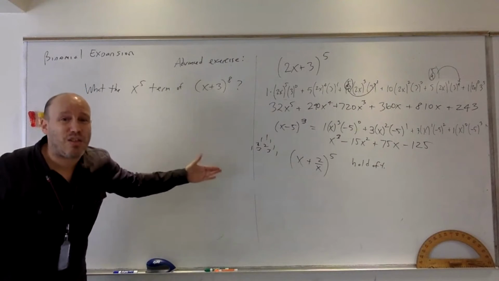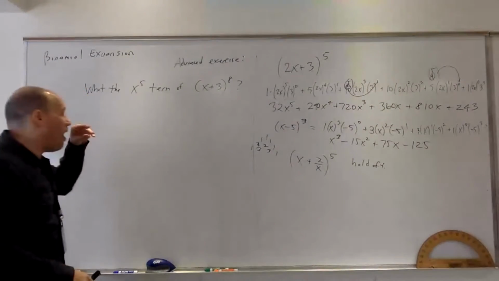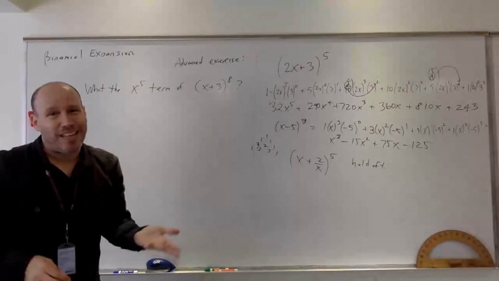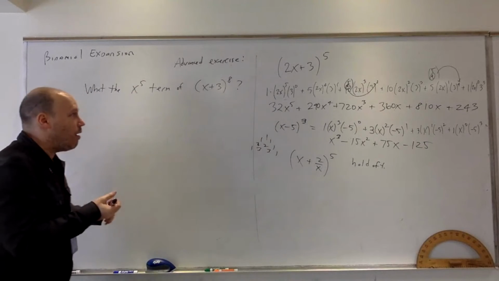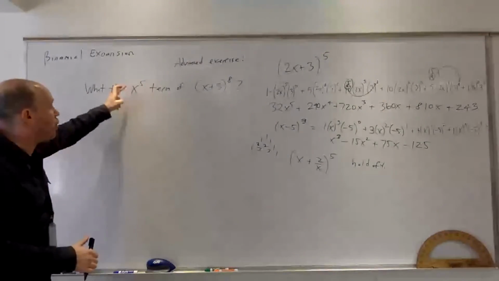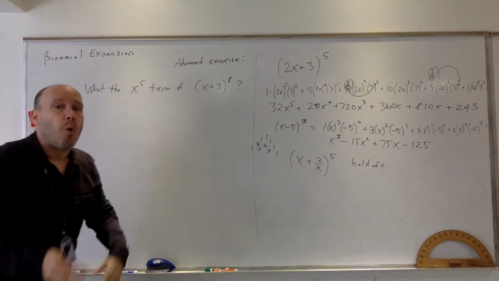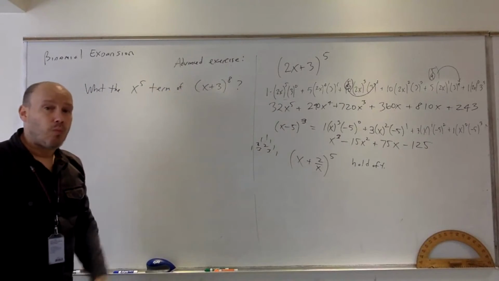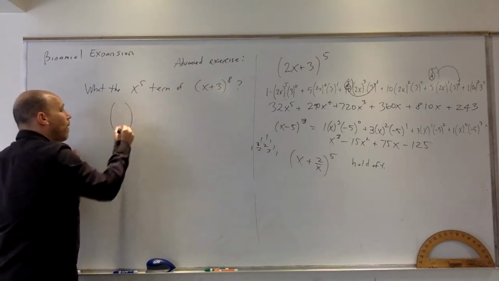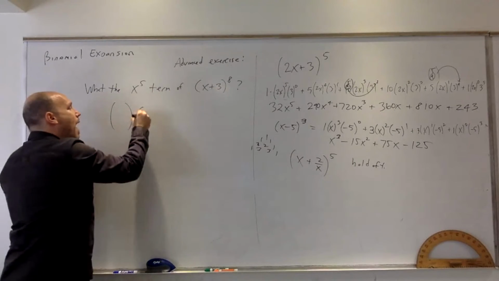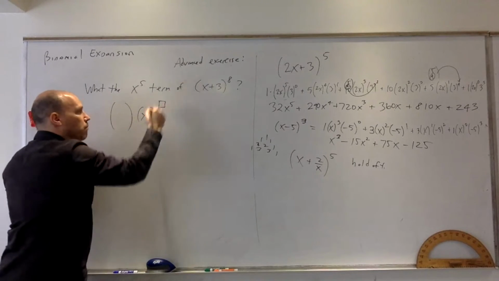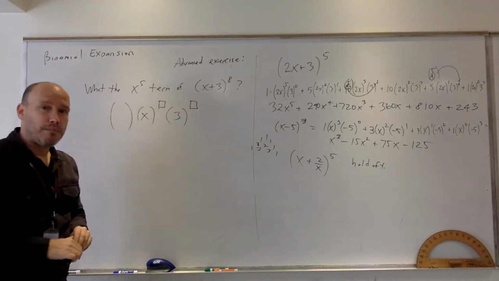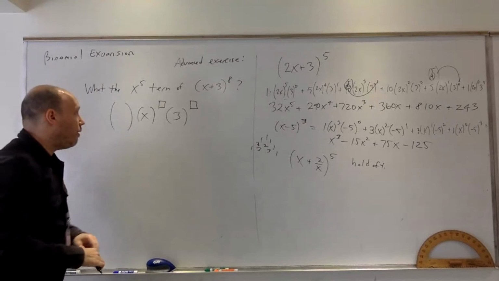Are you going to do Pascal's triangle to the 9th row? Are you going to write it in 9 terms? Old school, I used to make the kids do that, but I'm not doing that anymore. So what's going on? What does the x to the 5th term look like? Well, first of all, what does any term of an expansion look like? Well, we know it's something choose something, x to the something, 3 to the something. Okay?